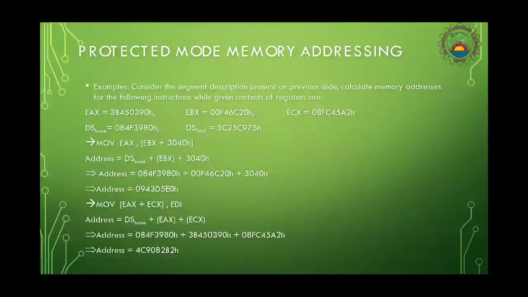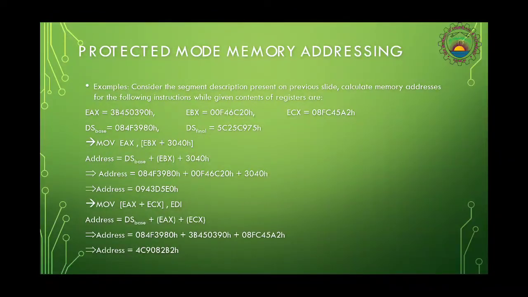Now we have located the data segment within memory. For that data segment, we have to calculate the actual addresses for protected mode memory operations. So here we are having two instructions, and we have been given contents for three registers: EAX, EBX and ECX. The data segment base address is coming from the previous slide, and the data segment final address is coming from the previous slide. So we calculate the address by using the given data.